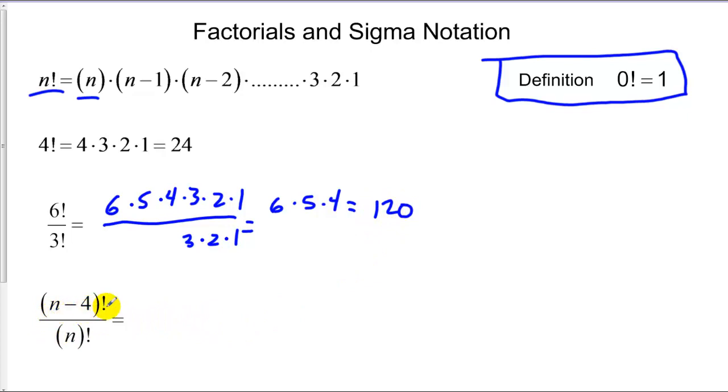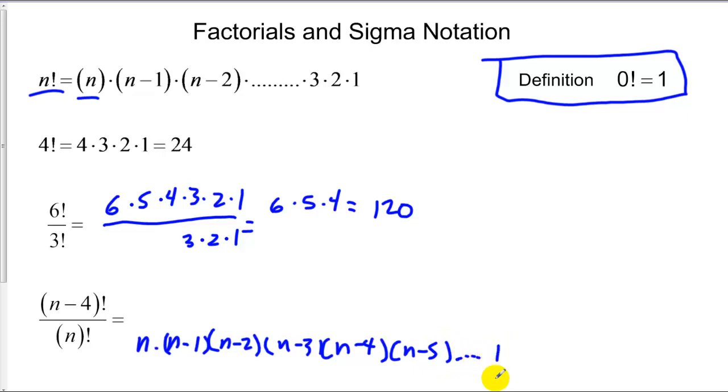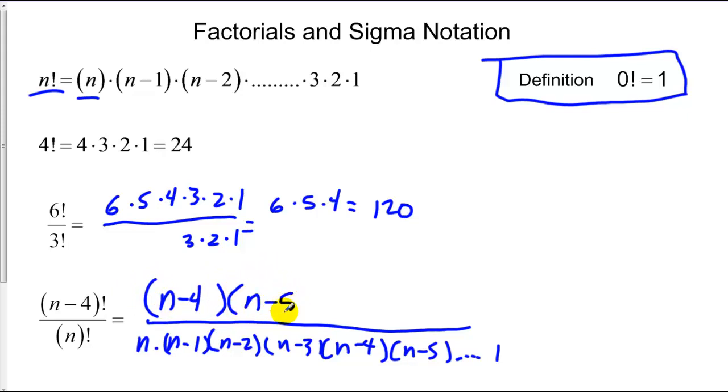To get n minus 4 factorial over n factorial, keep in mind n factorial is n times n minus 1 times n minus 2 times n minus 3 times n minus 4 times n minus 5 until I get down to 1. N minus 4 factorial is going to start with the n minus 4 term. And then I take 1 from that and multiply it. So that's n minus 5. And then I take 1 from that until I get all the way down to 1.